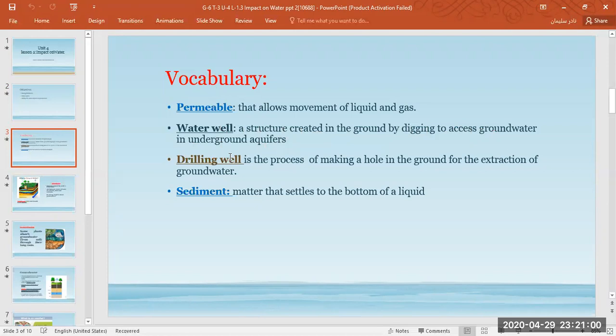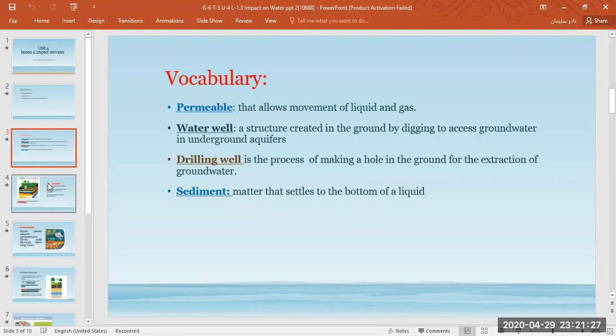A water well, as you know, is a structure created in the ground by digging to access groundwater in the underground aquifers. People dig wells to access and extract groundwater. Drilling wells is the process of making a hole in the ground to reach groundwater, to reach the aquifer, and to extract this groundwater as a freshwater source. Sediment means matter like sandstone, gravel, and rocks that settles to the bottom of a liquid.